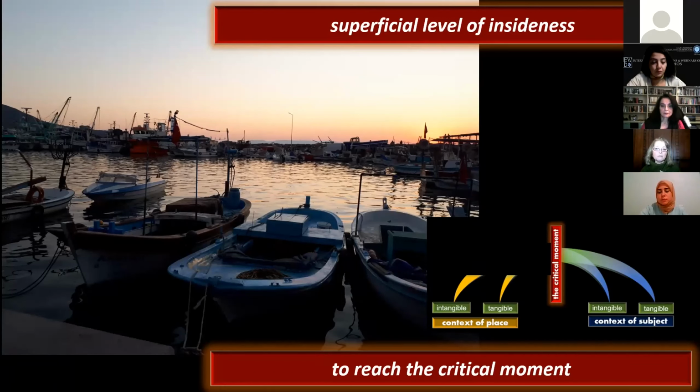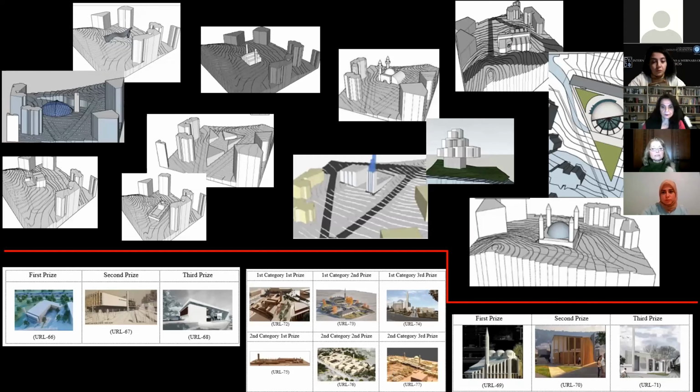Since the project environment and its surroundings are a new residential area, there is no historical cultural background, and intangible values of the place are almost non-existent. The students were asked to design a modern mosque. The goal of each student was to reach the critical moment by expressing the spiritual feelings of the user in a place of worship. External support was received in the first 2 weeks.